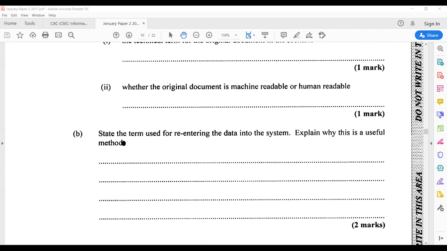Part B, state the technical term used for re-entering the data into the system and explain why this is a useful method.